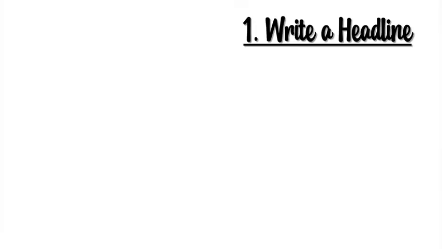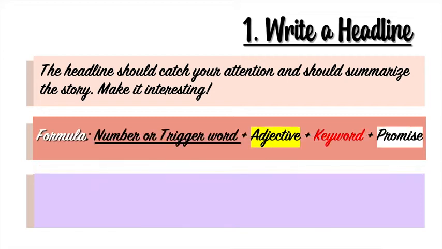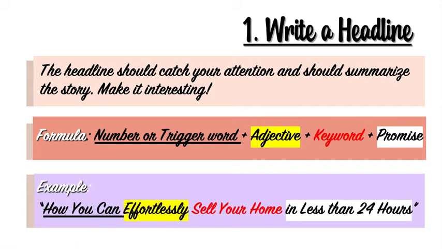So, about writing a headline. The headline should catch your attention and should summarize the story. Make it interesting. There is a formula we can use: number or trigger word, plus adjective, plus keyword, plus promise. And this is your example: how you can effortlessly sell your home in less than 24 hours.